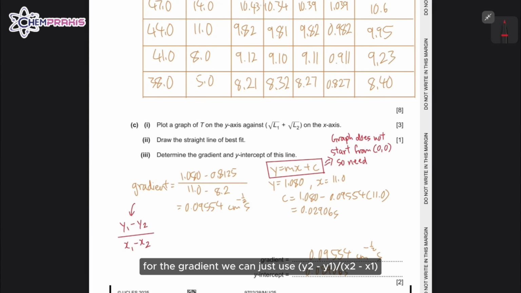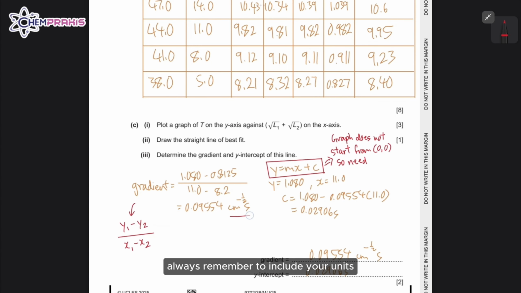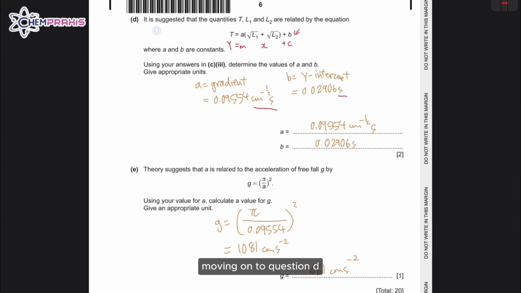For the gradient, we can just use the y1 minus y2 over x1 minus x2 method to find, and for the y-intercept, since our graph is not starting from the origin, we will need to use the y equals mx plus c method, as we could not see the y-intercept directly. For the calculated values, you can do 3 or more significant figures. Always remember to include your units. Moving on to question D.